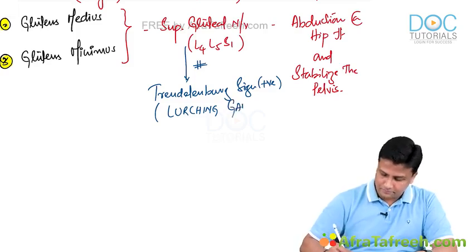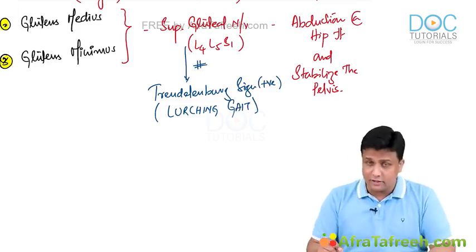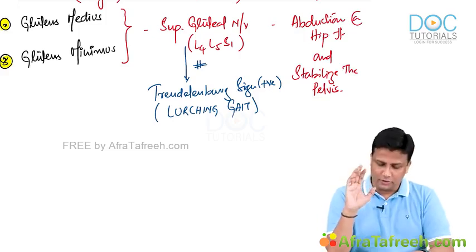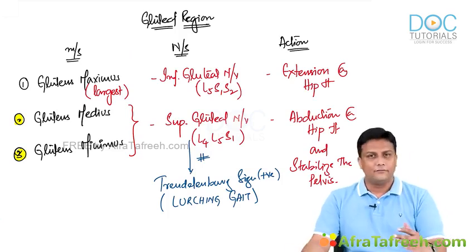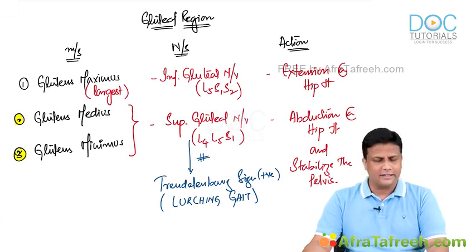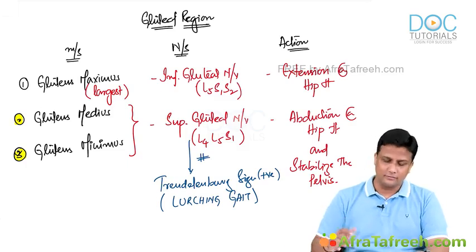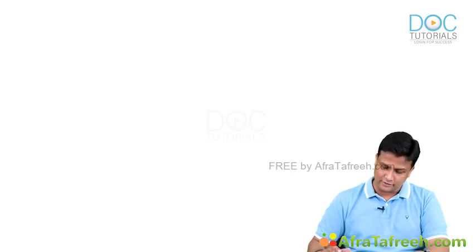Lurching gait. So in that lurching gait, the Trendelenburg sign will be positive. The nerve involved, superior gluteal nerve, and the muscles involved will be medius and minimus. Hope the concept is crystal clear here. That's the reason why I told you the gluteal region is extremely important. First, discuss these three muscles in detail, their nerve supply, their action, and the clinical correlation. Everything is done. Now, once you are done with this one, let us learn the other muscles and make this topic a little bit easier for you.